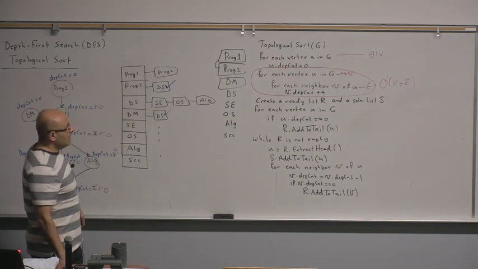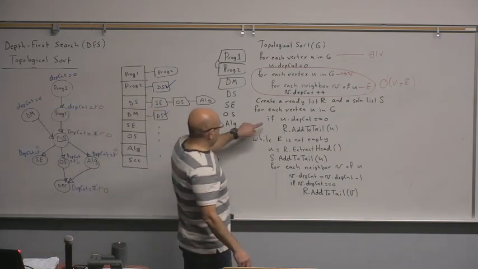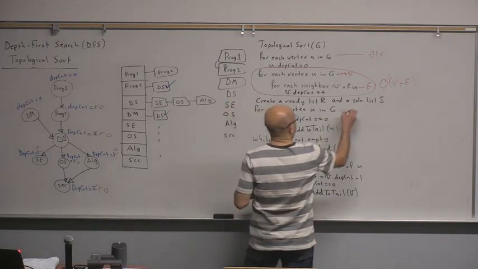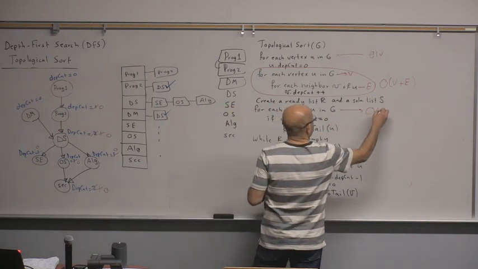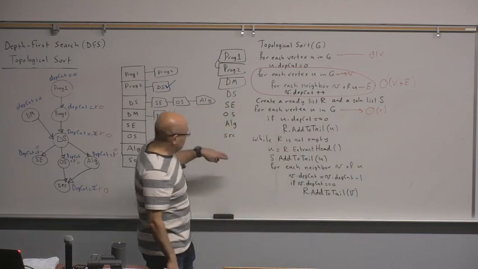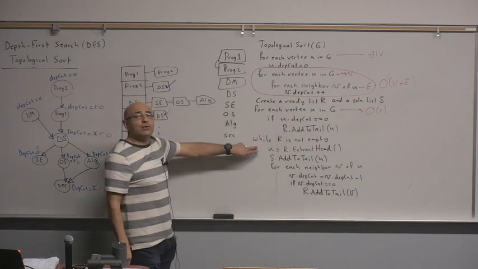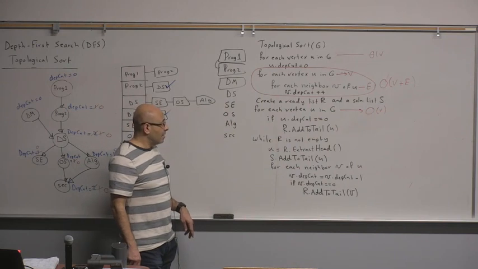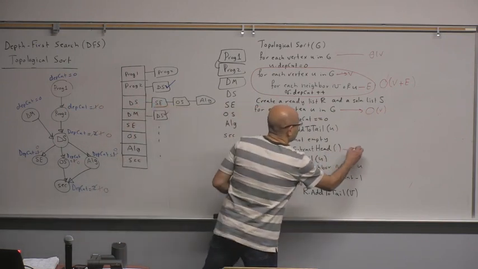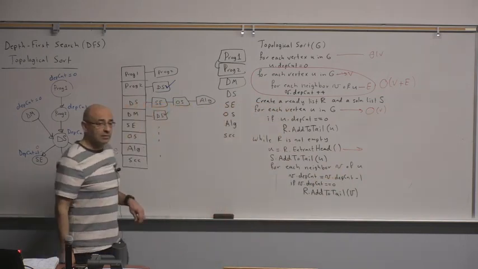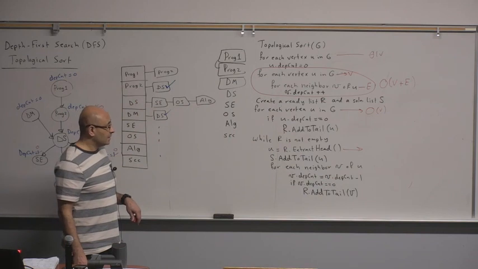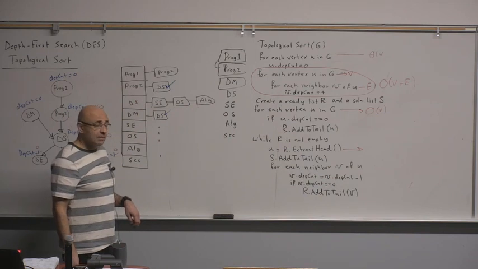Okay? And this here, for each vertex, so this is clearly O of V. This goes through the vertices. Now, how many times will the while loop get executed? The while loop. So this line here, how many times will it get executed? It is going to be executed the number of vertices we have. The number of vertices, yeah.